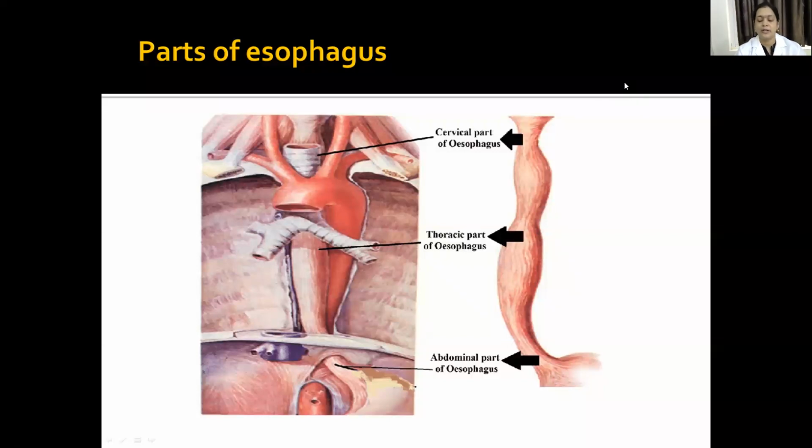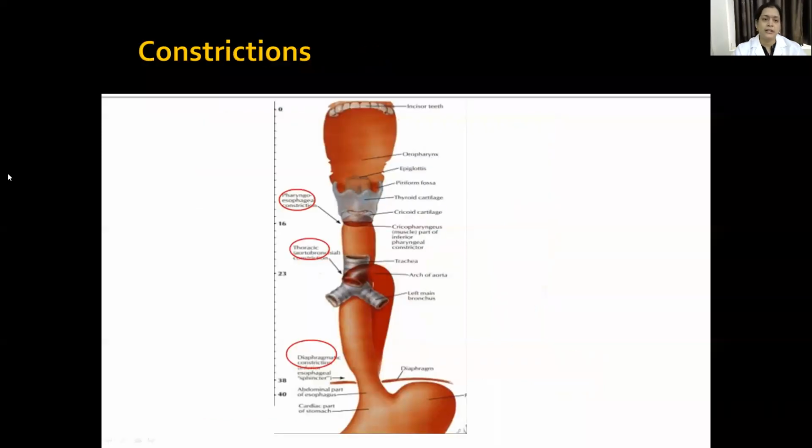I'm just reminding you of the basics of the anatomy so that you will know why and where the lesions will occur. So these are the constrictions. Here you see the incisors. When we eat something, there's the oral cavity, which produces amylase enzyme, and then your food goes into the throat. Then here, there are some anatomical constrictions and physiological constrictions.